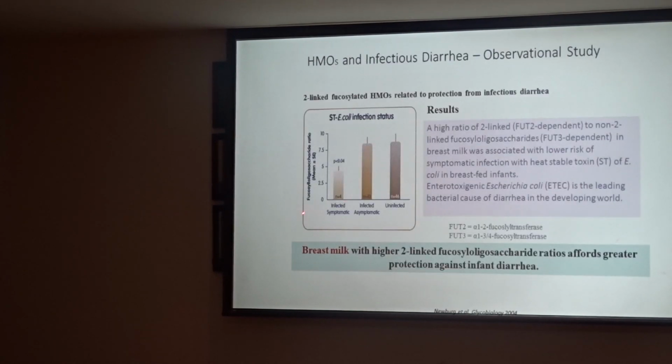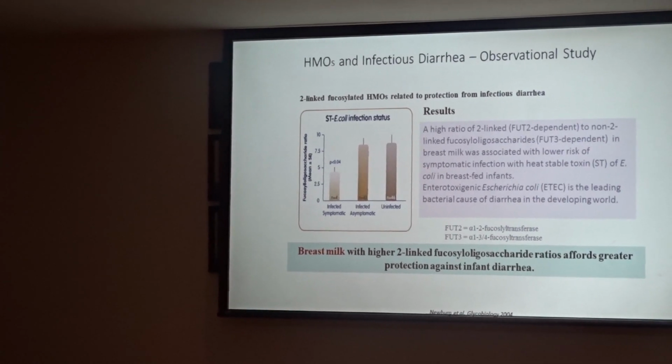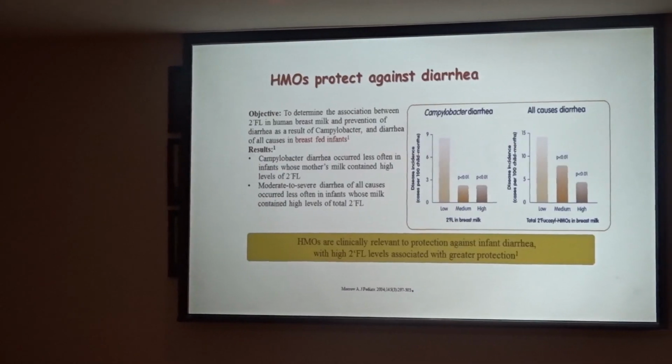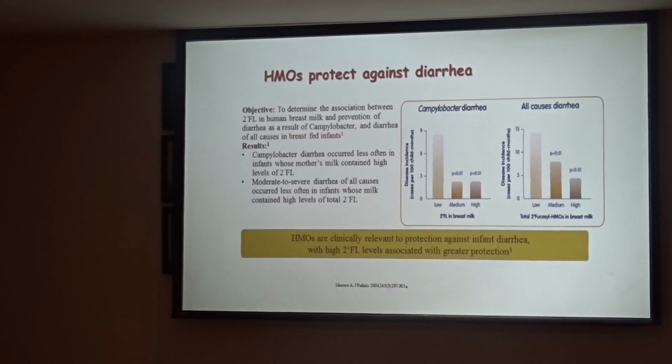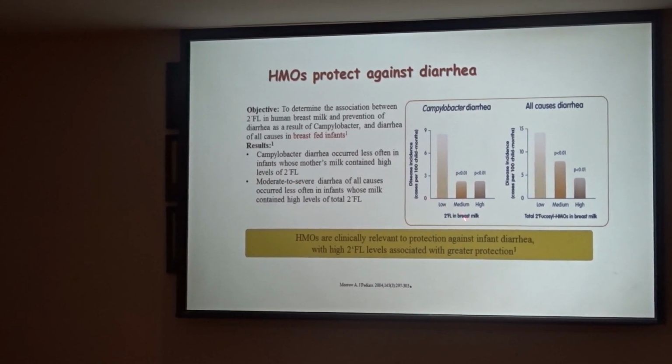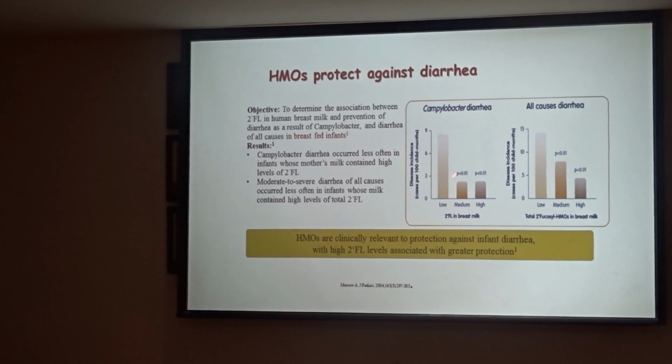Here we can see that whenever the fucosylactose is increased, there is a low risk of infection with E. coli. Whenever the secretion of 2-fucosyllactose is less, there is more risk of infection with E. coli. And the HMOs protect against diarrhea. It is found that whenever there is a high concentration of 2FL, there is a low risk of Campylobacter diarrhea, and also a low risk of all-cause diarrhea.